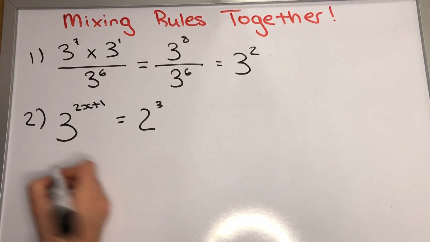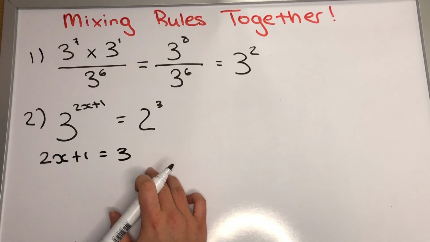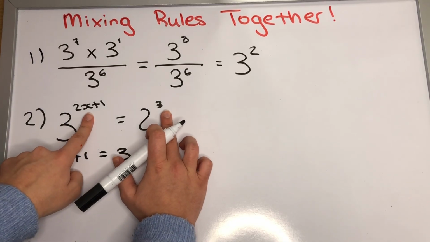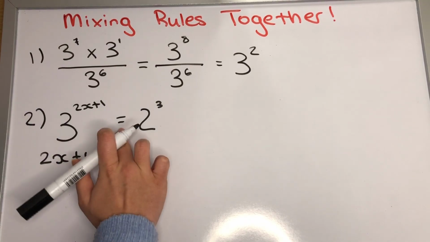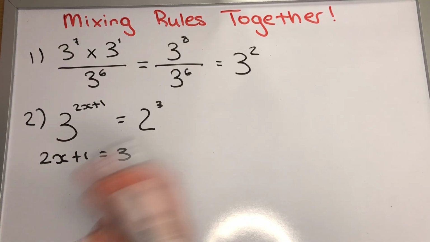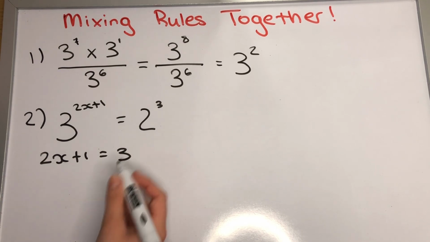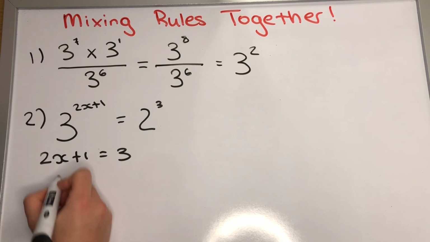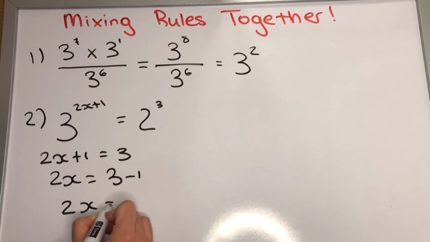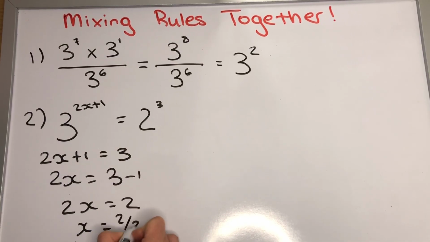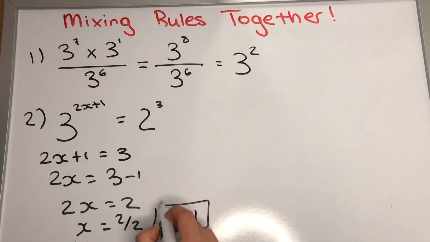So you take 2x plus 1 is equal to 3. And all I'm doing here is I'm taking the indices, I'm leaving the bases alone, and I'm going to solve for x, because there's an equal sign right here. So that's another hint that you have to solve for x. So 2x plus 1 is equal to 3. I'm going to bring the 1 to the other side. So 2x is equal to 3, take 1. So 2x is equal to 2. So x is equal to 2 all over 2, which is x is equal to 1. And that is my answer.